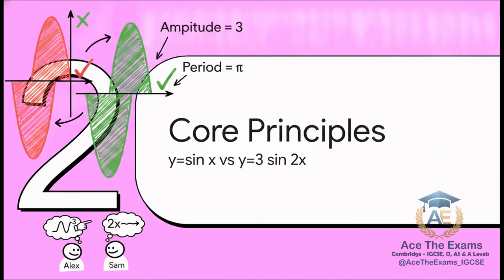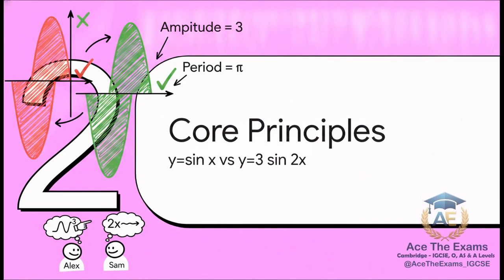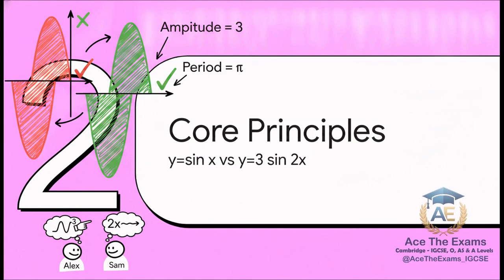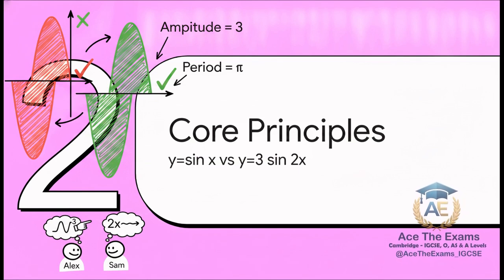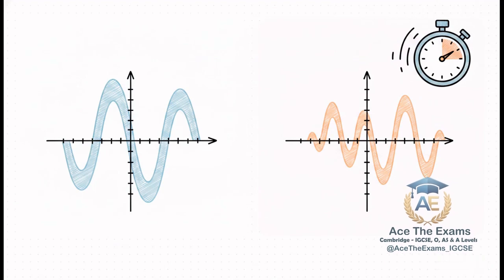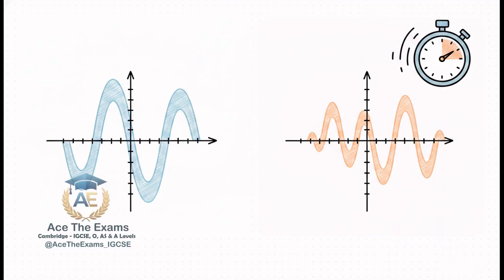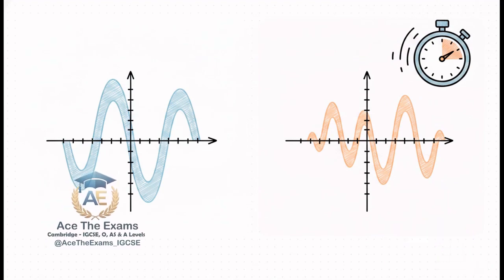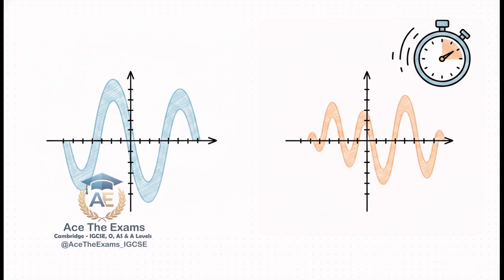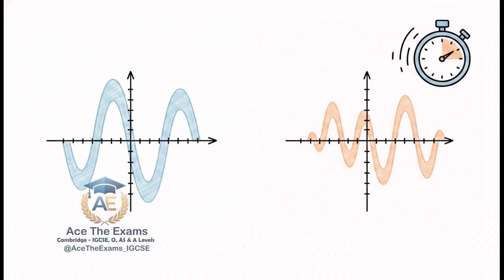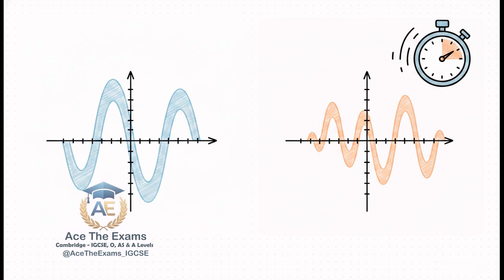Which brings us to Section 2, Core Mathematical Principles. Mastering y equals sine x versus y equals 3 sine 2x. We are now entering the transformation phase of the blueprint. Let's look at a classic notorious hurdle, the basic graph of y equals sine x versus the transformed graph of y equals 3 sine 2x.